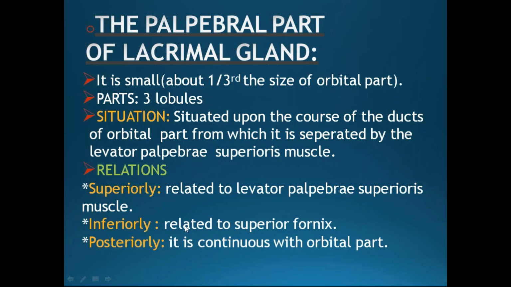Inferiorly, it is related to the superior fornix. Posteriorly, it is continuous with the orbital part of the lacrimal gland. Both the orbital and palpebral parts are continuous posteriorly. Only in the middle, they are separated by the LPS muscle. Inferiorly, it is related to the superior fornix. Superiorly, it is related to the LPS muscle, because the orbital part and palpebral part are separated by the LPS muscle.